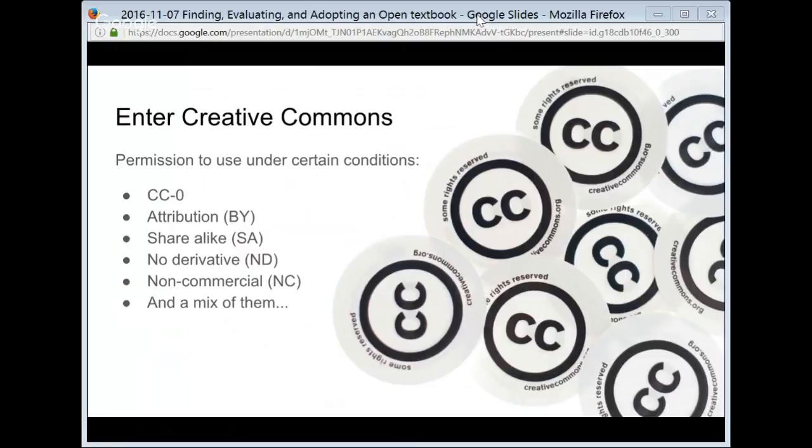But all different sorts of permutations of Creative Commons license, CC0, which are items that are in the public domain. So items that can be freely used, remixed. The 5 Rs are totally available to you with a CC0.